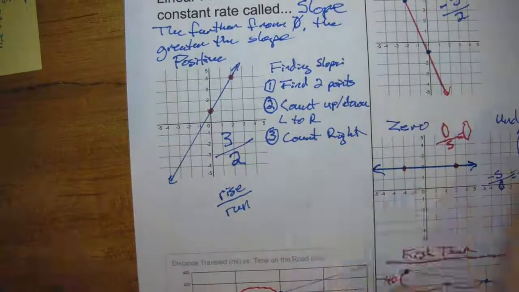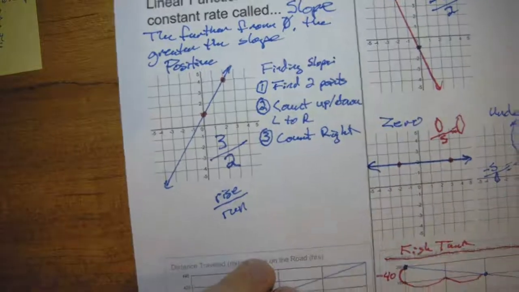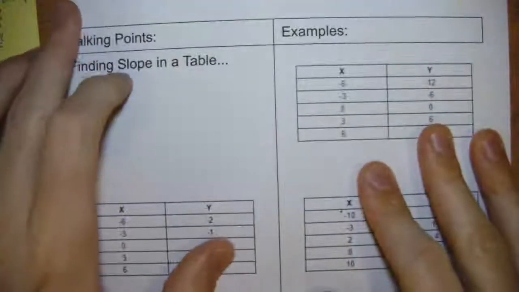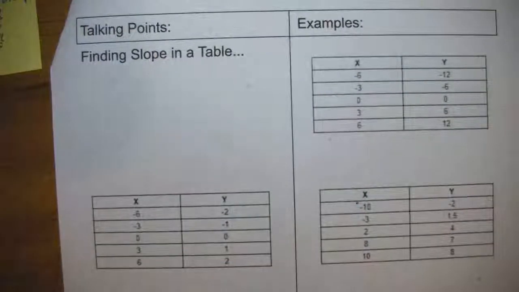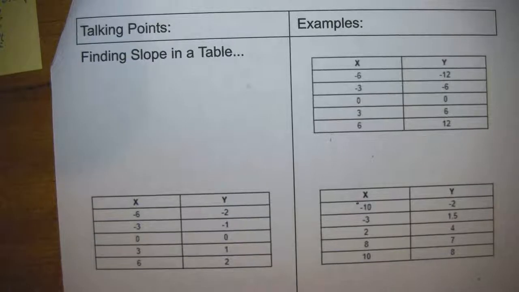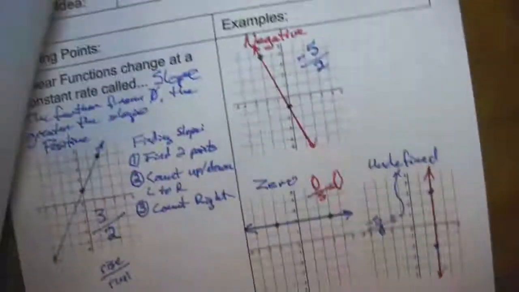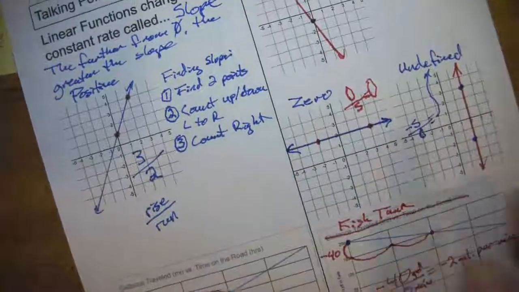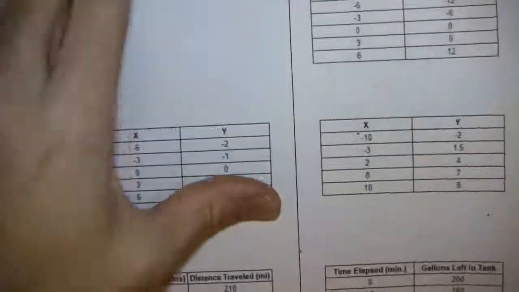All right, so we can do this with graphs pretty easy. Let me show you another thing we can do. We can also find slope from a table. And I'm going to show you a different way of finding slope. It's a formula, and it's not going to be as time-consuming as counting. Notice this counting method works, but it does take time. Let me show you a different way.